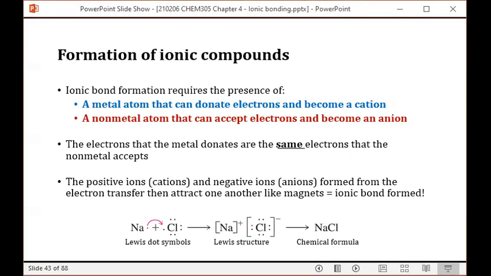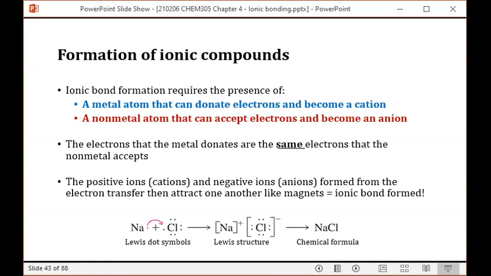And so when ionic compounds are formed, you're going to need something that can donate electrons to become a cation. And metals tend to donate electrons to become cations. So when ionic compounds form, you most often have a metal atom that's going to be donating electrons to become a cation, making a bond with a non-metal atom that's going to be accepting those electrons to become an anion. And then you have a positively charged cation attracted to a negatively charged anion, and they form an ionic bond. So the electrons that the metal donates are the same electrons that the non-metal accepts.